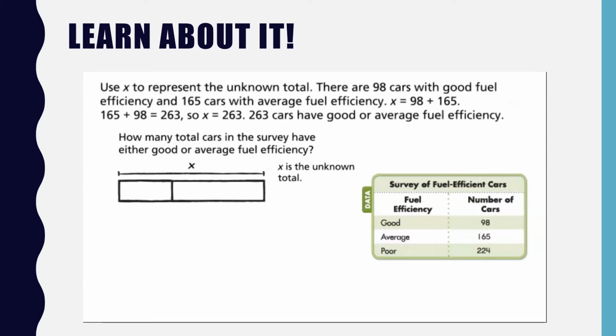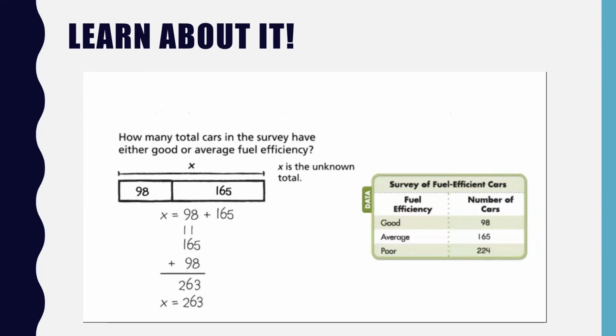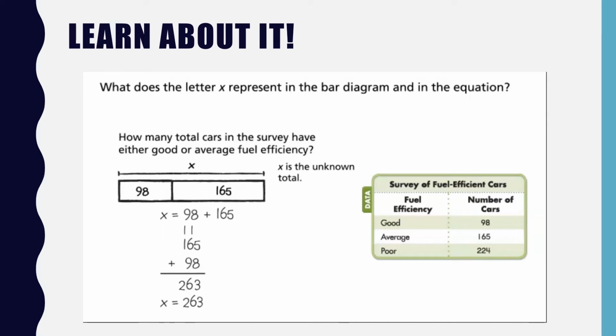Use X to represent the unknown total. There are 98 cars with good fuel efficiency and 165 cars with average fuel efficiency. X equals 98 plus 165. 165 plus 98 equals 263. So, X equals 263. 263 cars have good or average fuel efficiency. What does the letter X represent in the bar diagram and in the equation?